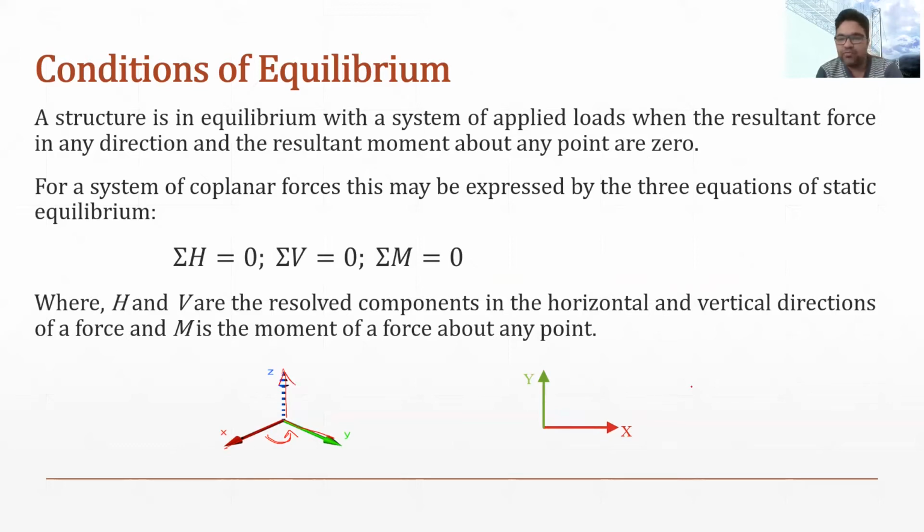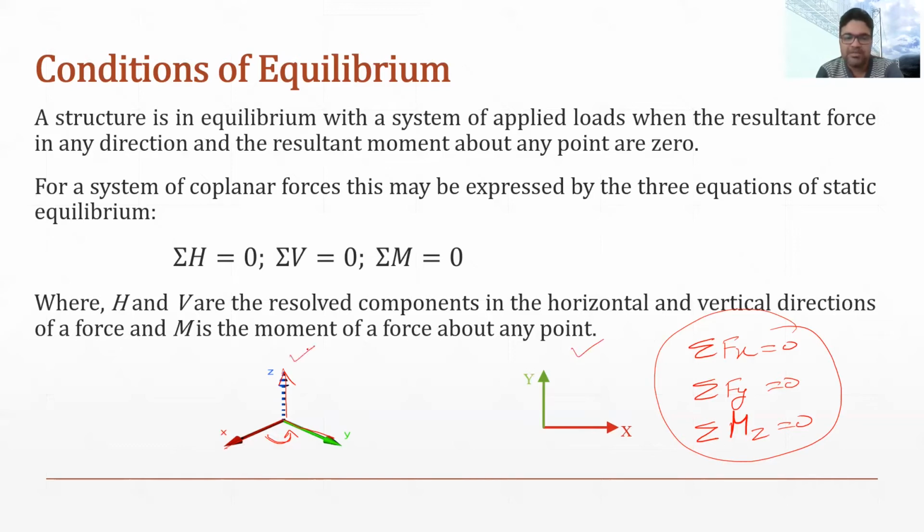So in that case, for a two-dimensional system, the equations of equilibrium become summation of Fx equals 0, summation of Fy equals 0, and summation of M about z should be 0. So only three equations will be there when we are dealing in two dimensions. But when we are dealing in three dimensions, we consider all the moments about the three axes and all the forces along all three axes, so we will have six equations of equilibrium.